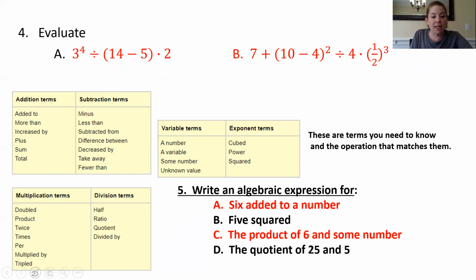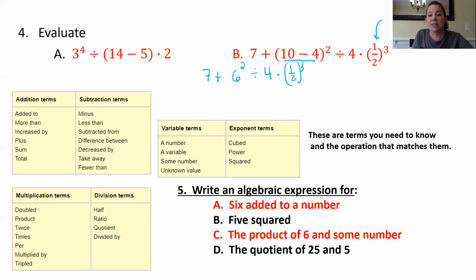So the second one, let's start with parentheses. Now, this is a parentheses, right? A set of parentheses, but this isn't an expression. This is just keeping that 1/2 together. It wants to make sure we cube the whole thing, 1/2 times 1/2 times 1/2. But anyway, we're going to get rid of these parentheses first. So I'm going to write 7 plus. Well, 10 minus 4 is 6, and that 2 belongs to that 6. Divided by 4 times 1/2 to the 3rd power.